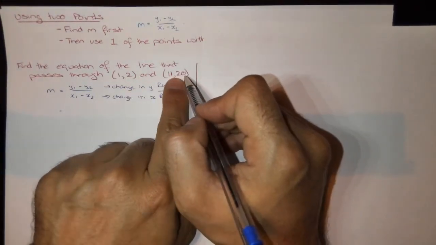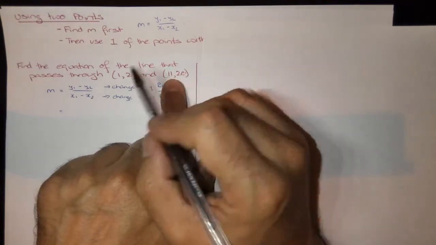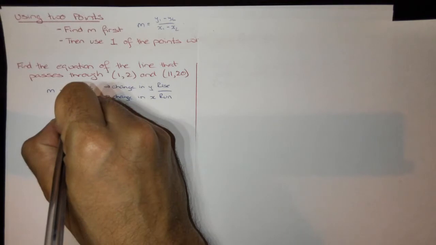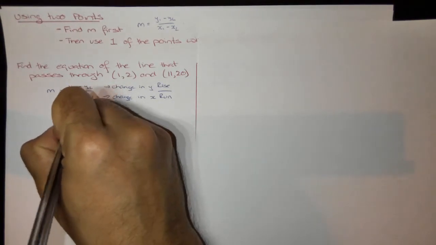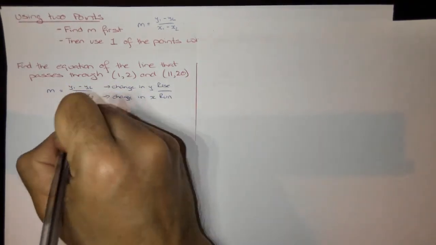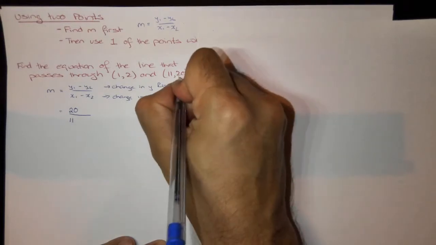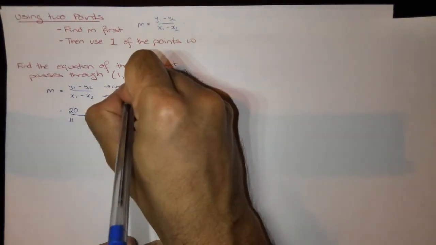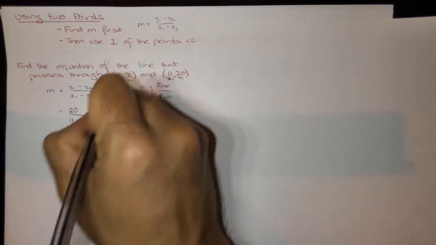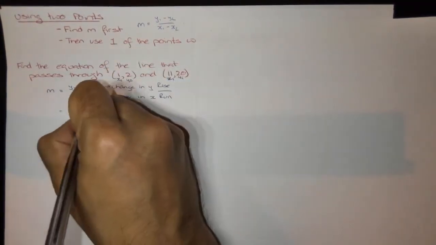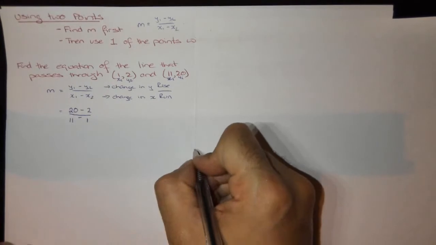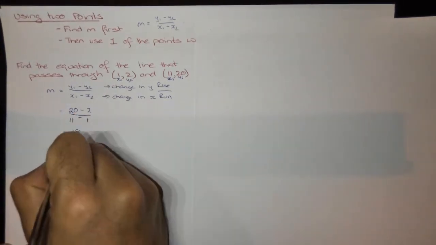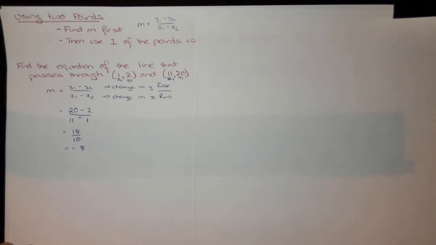I'm going to choose this one first because they're bigger numbers, and I'm going to do some subtraction just to make it easier for myself. So I'm going to go 20 and 11. So there's my y1, my x1. This is going to be my y2, x2. I'm going to minus 2 and 1. So 20 take away 2 is 18, divided by 10, 1.8.